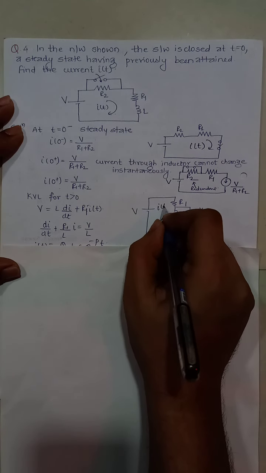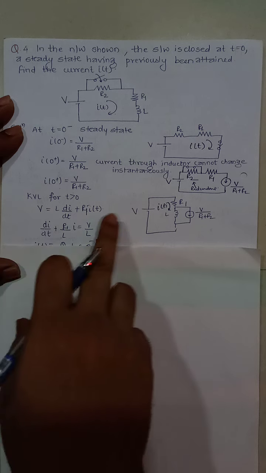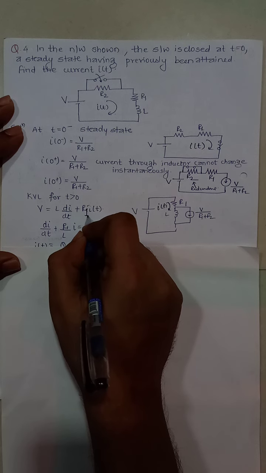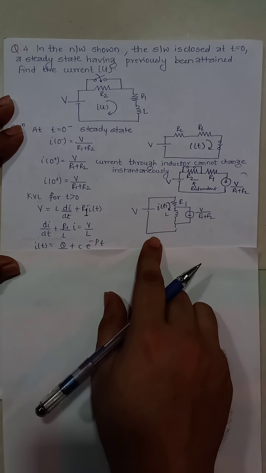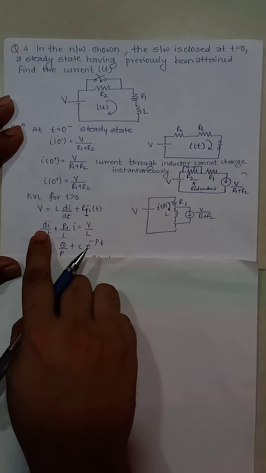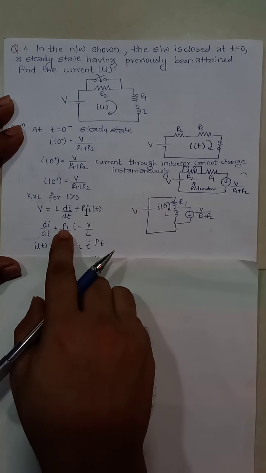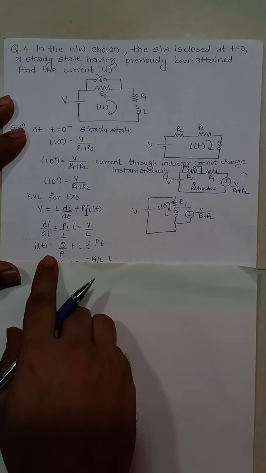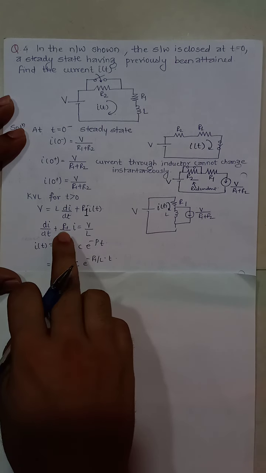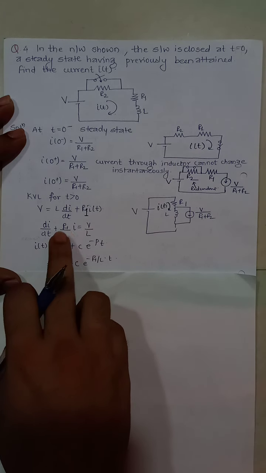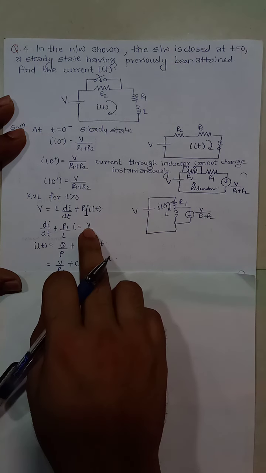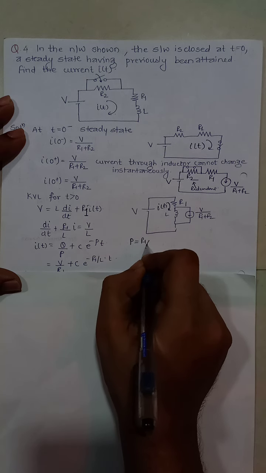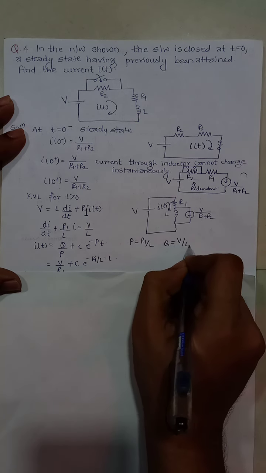Here you have i(t), so V equals L di by dt plus R1 into i(t). This is R1 into i(t). Then, getting it in the regular form, di by dt plus R1 by L into i is equal to V by L. So we can identify your Q and P from this equation. P is R1 by L and Q is V by L.